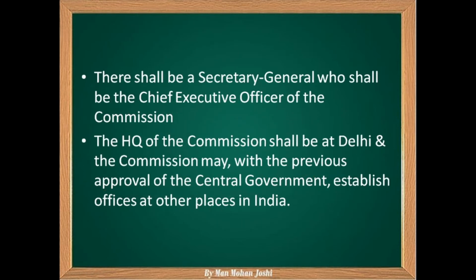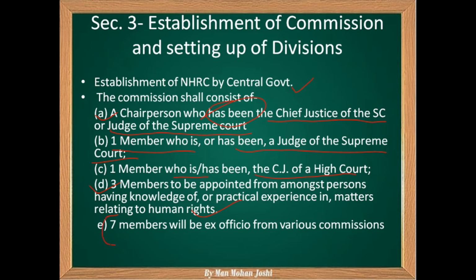7 members will be ex officio from various commissions. Various commissions means the National Commission for Backward Class, the National Commission for Minorities, the National Commission for Protection of Child Rights, the National Commission for the Scheduled Caste, the National Commission for the Scheduled Tribes, the National Commission for Women, and the Chief Commissioner for Persons with Disabilities. The chairpersons of these 7 commissions will be the ex officio members of National Human Rights Commission. So 7 plus 3, 10, 11, 12. 12 members will be there and one chairperson.